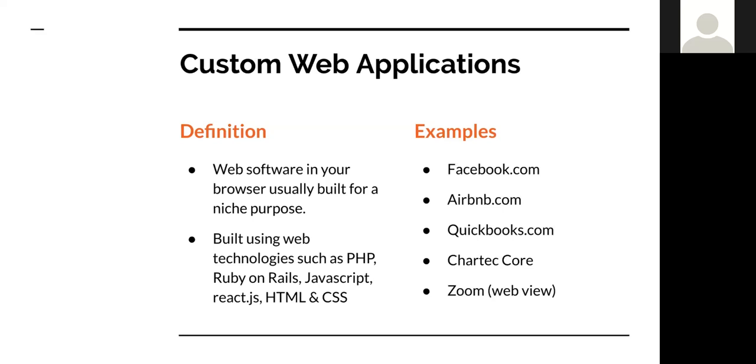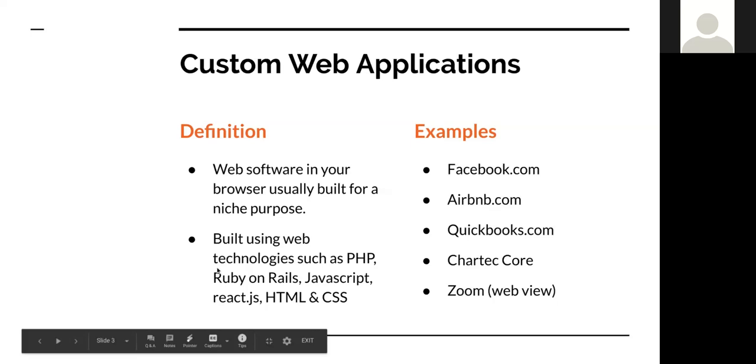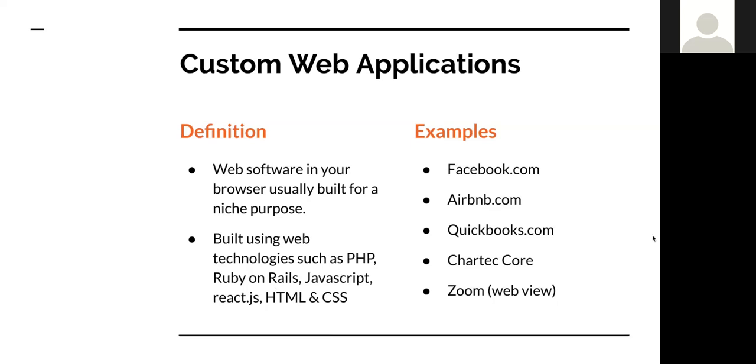Usually companies focus on one area of that predominantly, but with KitFox Design, we can actually build anything with any of those, so we can do more things. Some examples of custom web applications would be Facebook, Airbnb, QuickBooks, Chartech Core, and Zoom, what we're using right now. With KitFox Design, we can make something similar to these examples with these web technologies.